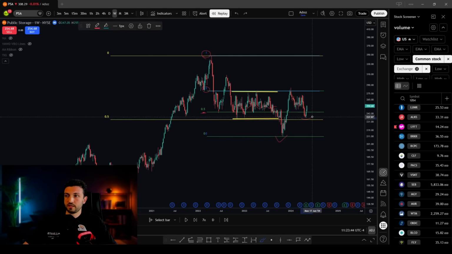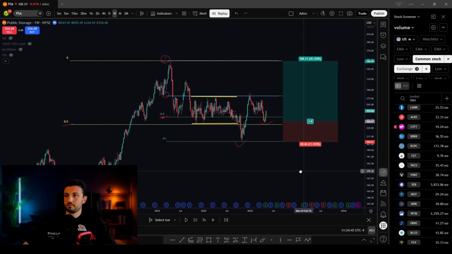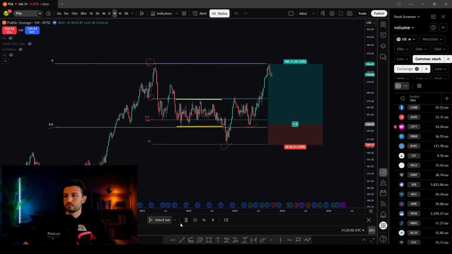So in this low, as you can see, price got rejected and still it is able to stay above this 0.5 level and this 0.5 level. So if you enter long from here, your stop loss should be below this low and our target is the main high. Let's replay and see. As you can see here, price reached our target perfectly.